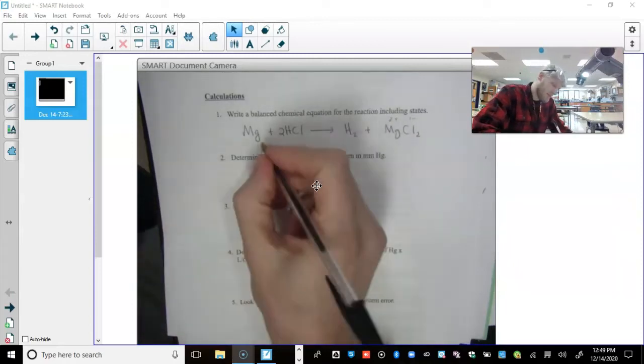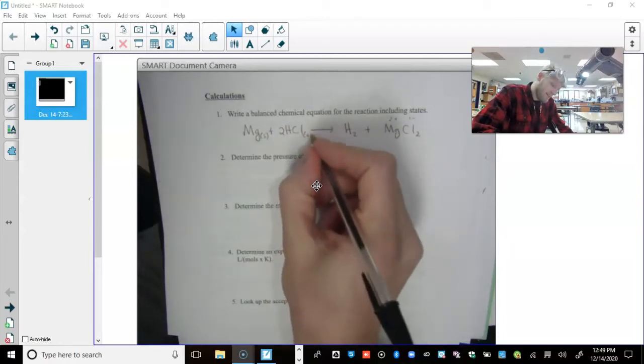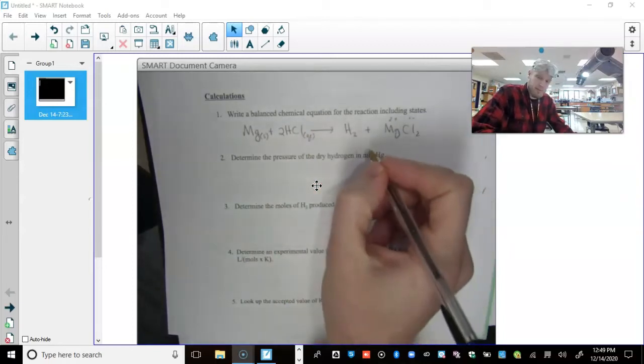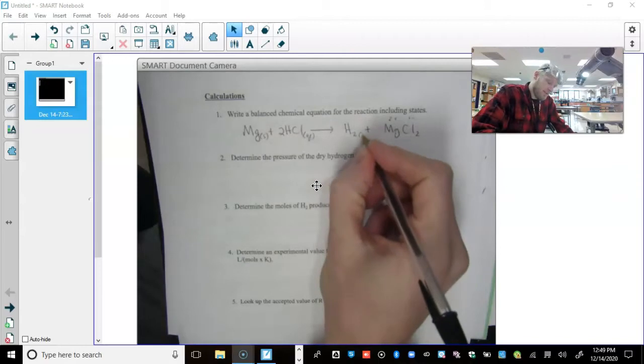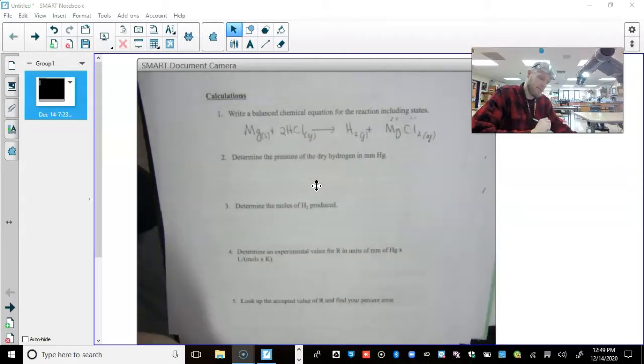States of matter. I know magnesium is a solid because I saw it with my own eyes. Hydrochloric acid is aqueous. Then we got H2 is a gas, and MgCl2, again, aqueous.